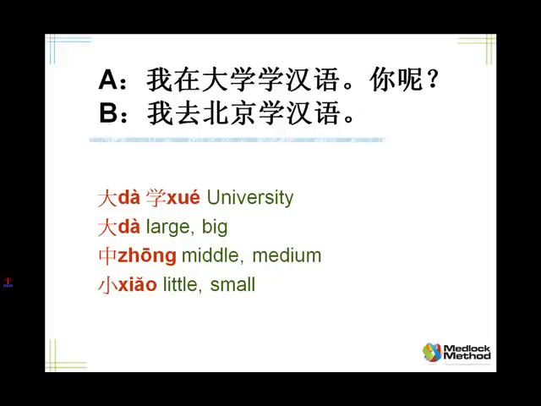Okay. And then, 在, we have learned 在 already. 在, 在大学, in the university, at university. 在大学。我在大学学汉语。I learn Chinese. And where? 在大学。And in Chinese, location is like time. It's put behind a subject. Okay. I, at university, study Chinese.